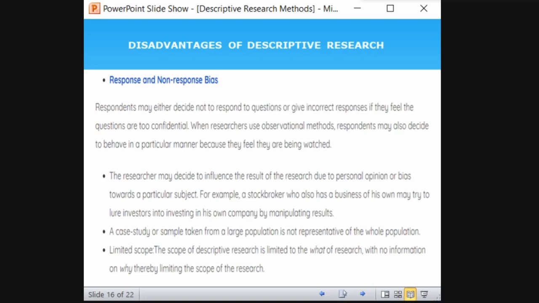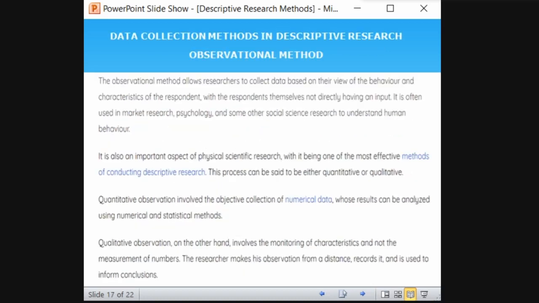Limited scope. The scope of research is limited to what the research is actually about, not why. With no information on why, the scope of research is limited. You are only describing the phenomena and you are not answering the question why this is happening. The scope is restricted. So these are the various disadvantages of descriptive research.